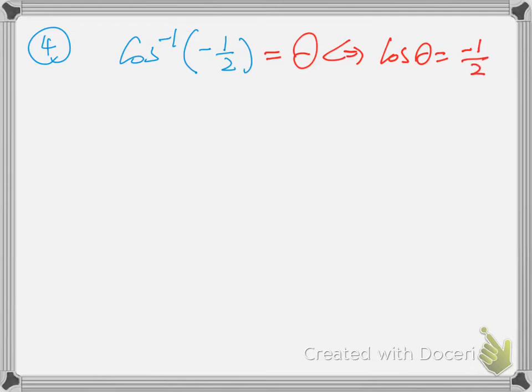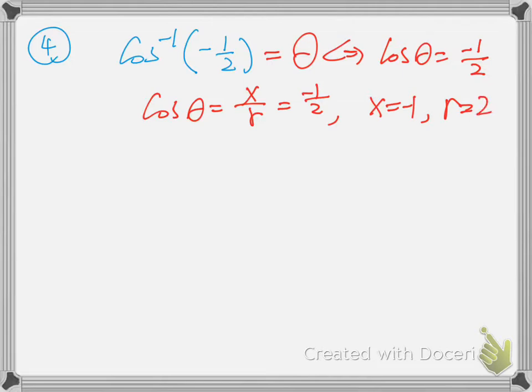So again, I put negative 1 on top because r is always positive. So what is cosine? Cosine is x over r. So this is negative 1 over 2. We got x is negative 1. Numerator is numerator, denominator is denominator. R is 2. So now we know x and r.